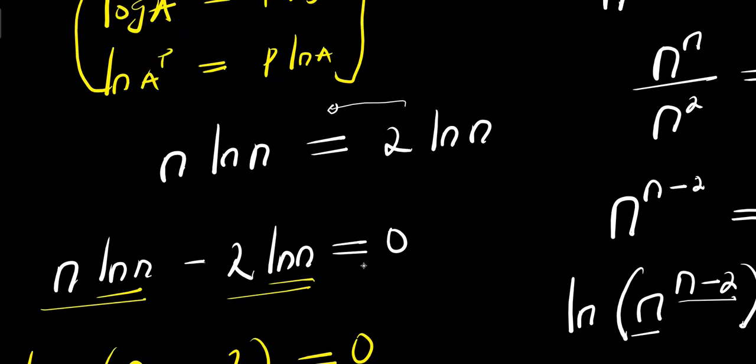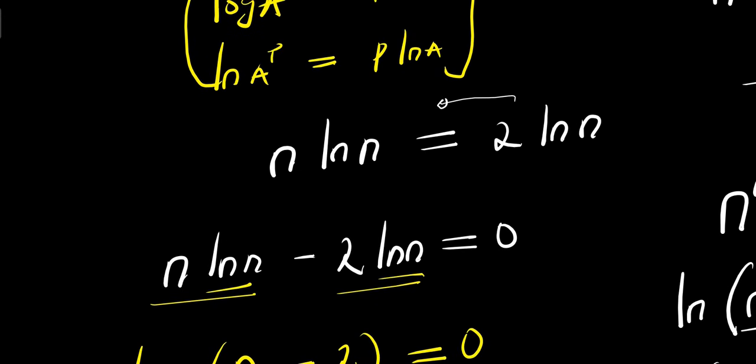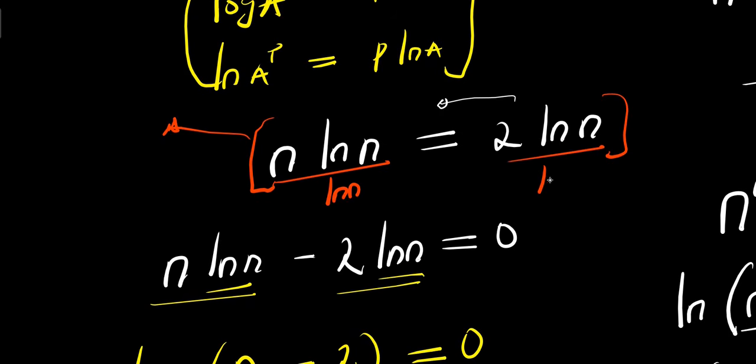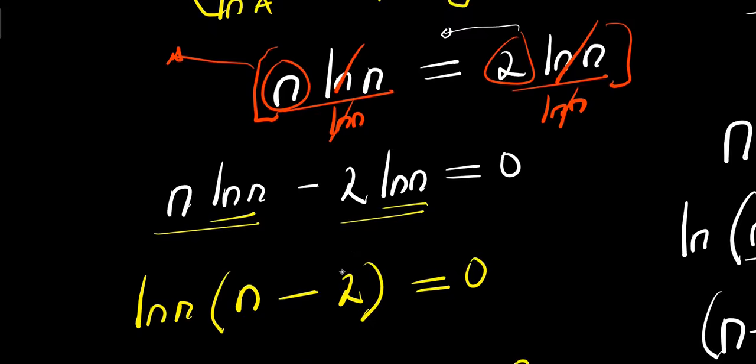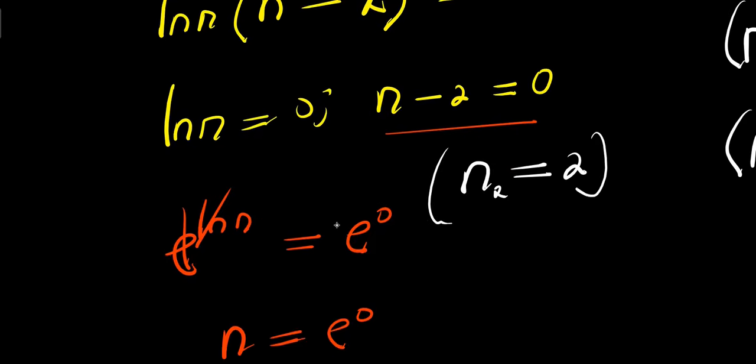Now, there's something I would like to share with you right here. At this particular point here, you can as well get a value of n, because if you decide to divide this by natural log n and divide this by natural log n, this eliminates this, eliminates this, that means your n equals 2. But this only gives you one solution, unlike what we did here. This gave us two solutions.